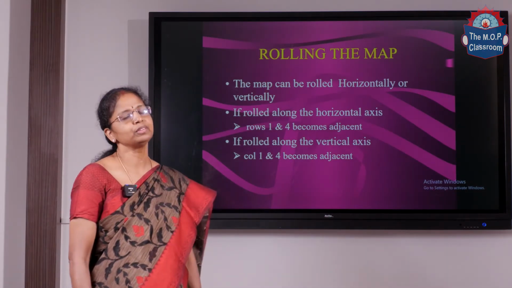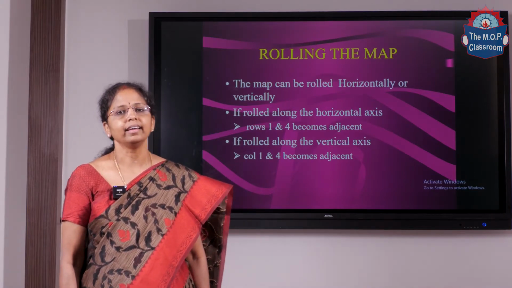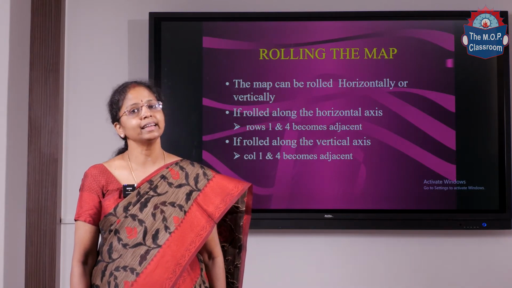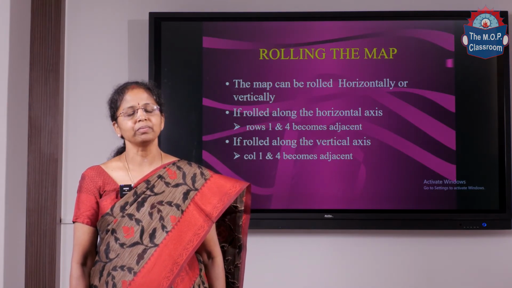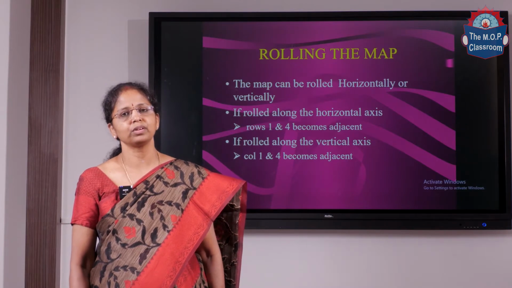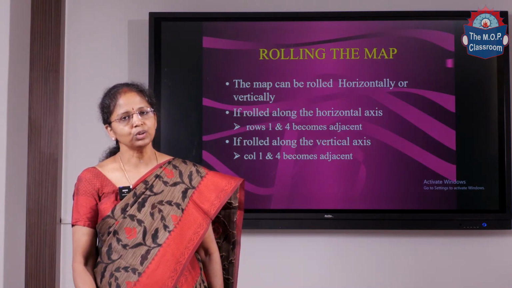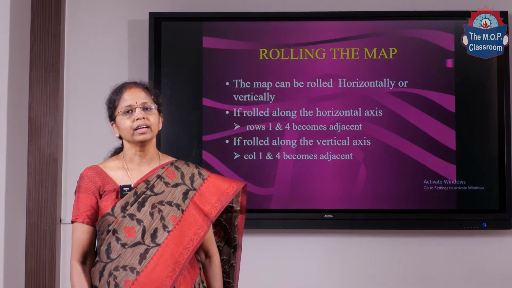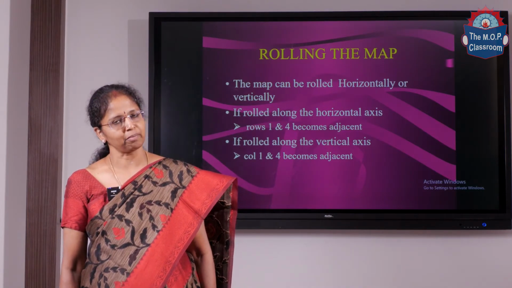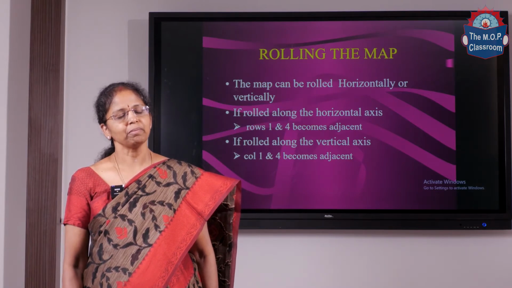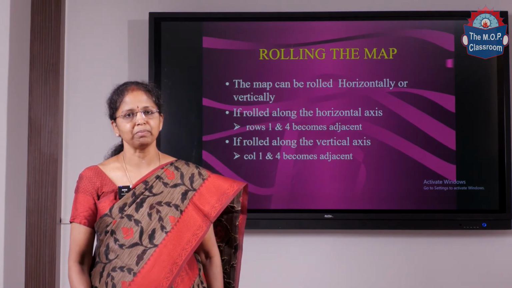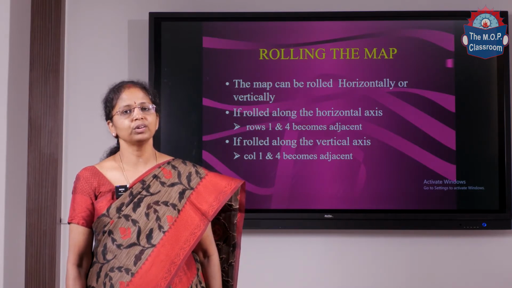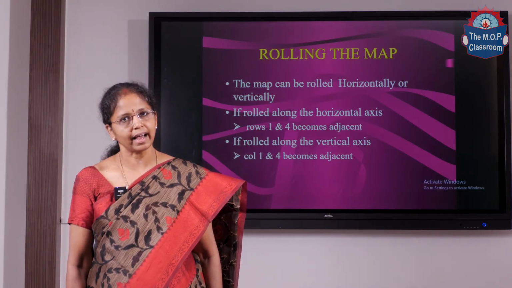Okay, next we are going to see another technique in the simplification process of the K-map, that is rolling the K-map. Your K-map, the 4 variable K-map, 3 variable, 2 variable, everything, is a 2 dimensional representation of rows and columns. Let us take the 4 variable K-map and imagine it as a sheet of paper. This paper can be rolled along the horizontal axis or vertical axis.